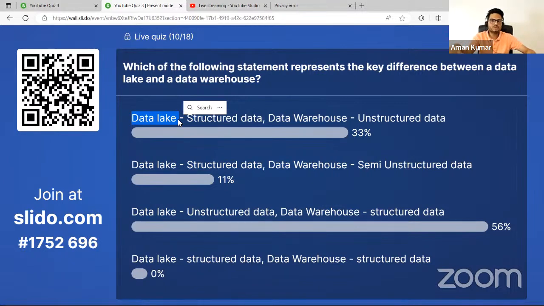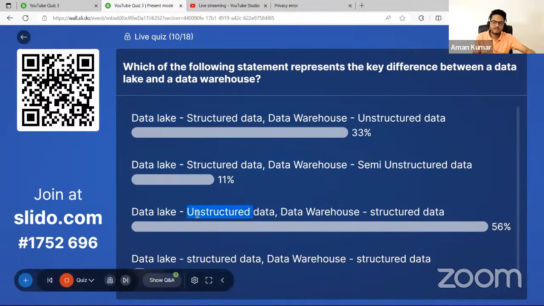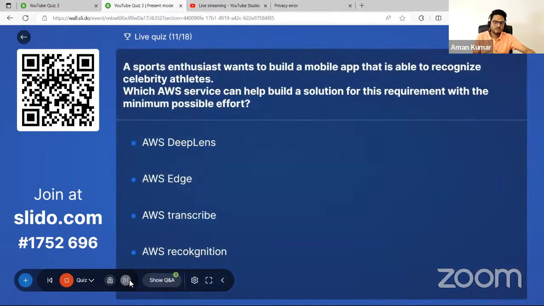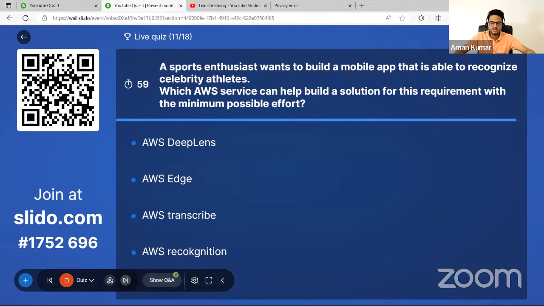And what is the use of a data lake? Anytime I want to use some data, I will take that data, I will structure it and I will use it. It is not built for some particular purpose, but a data warehouse is built for some particular purpose. So this is about data lake unstructured and data warehouse structured. Let's see this one. A few AWS questions.